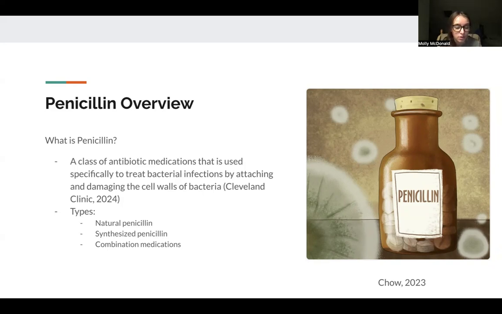The second type is called semi-synthetic penicillins, and these include penicillinase-resistant penicillins, aminopenicillins, and extended spectrum penicillins. They are alterations of penicillin's natural form to make it a more effective antibiotic. And the last is combination medications. These are doses of penicillin combined with other medications to create one single effective drug.